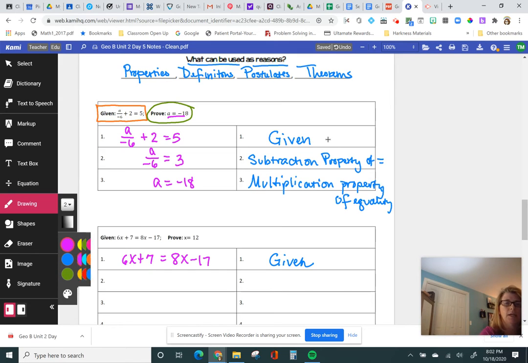Well, I like to get my variables on one side. So I'm going to subtract 6x from both sides. And that's going to leave me with 7 equals 2x minus 17. I had to subtract, so that's going to be my property, the subtraction property of equality.